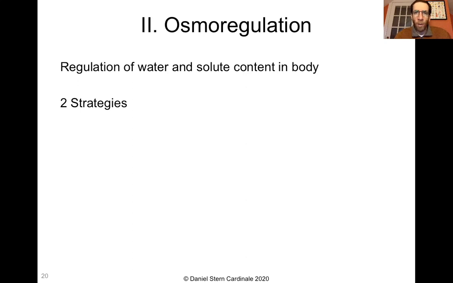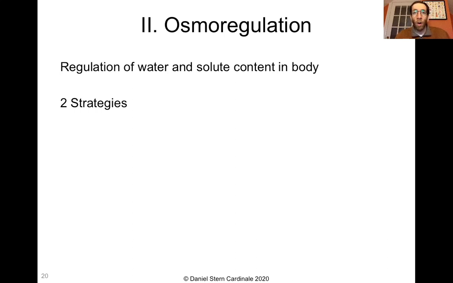In part 2 today, we are going to look at osmoregulation in animals. This is important because before we get to excretion, we have to talk about how animals osmoregulate in general, and then we'll talk about the role that the excretory system plays in that overall regulatory scheme.